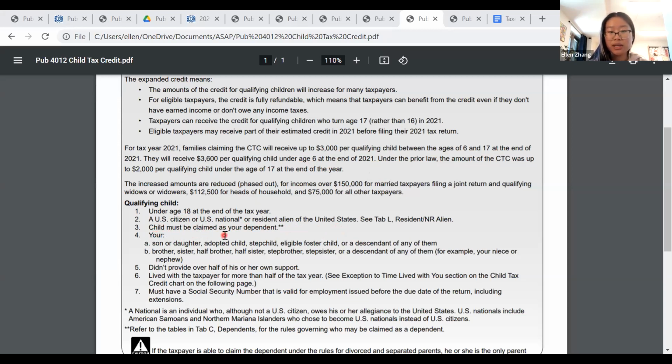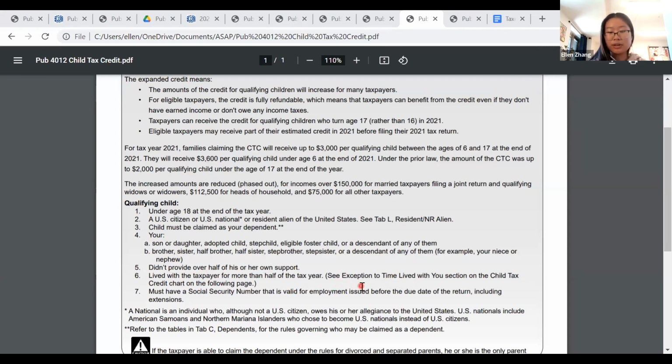Your child must also be your dependent. The next couple of bullet points are all talking about what it means to be a dependent. They must be related to you in some way, as your child or as your sibling. They must not have provided over half of their own support. They must have lived with you for more than half the year, except for temporary absences, which again include things like living on campus if you're a full-time college student, or if your child went to a boarding school.